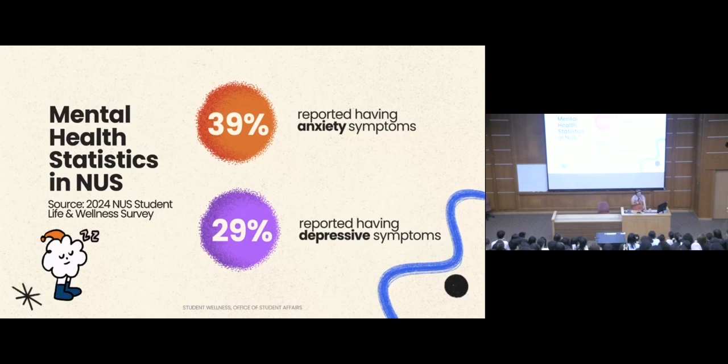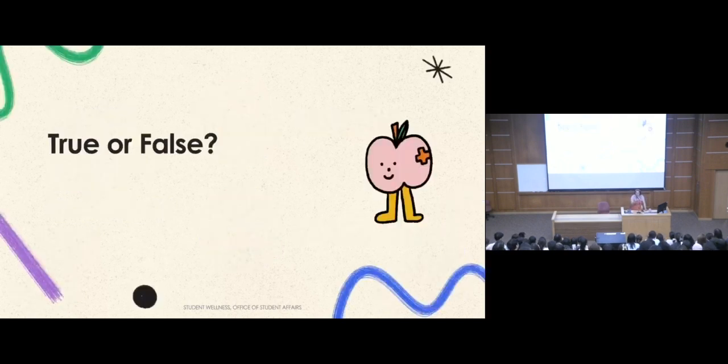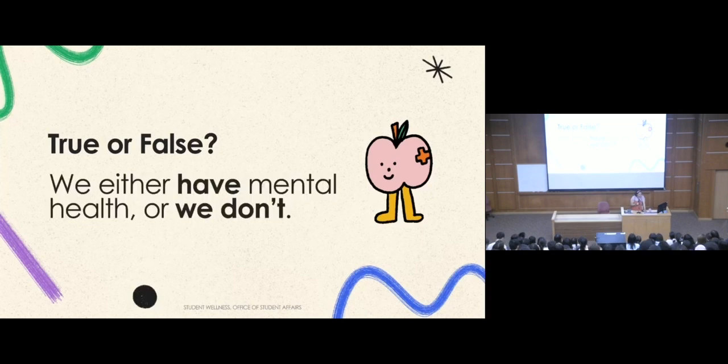True or false? We either have mental health or we don't. I'll get someone from the back. Yes, you! False! Either have or don't have. I think so. Correct. Why? What do we have then?